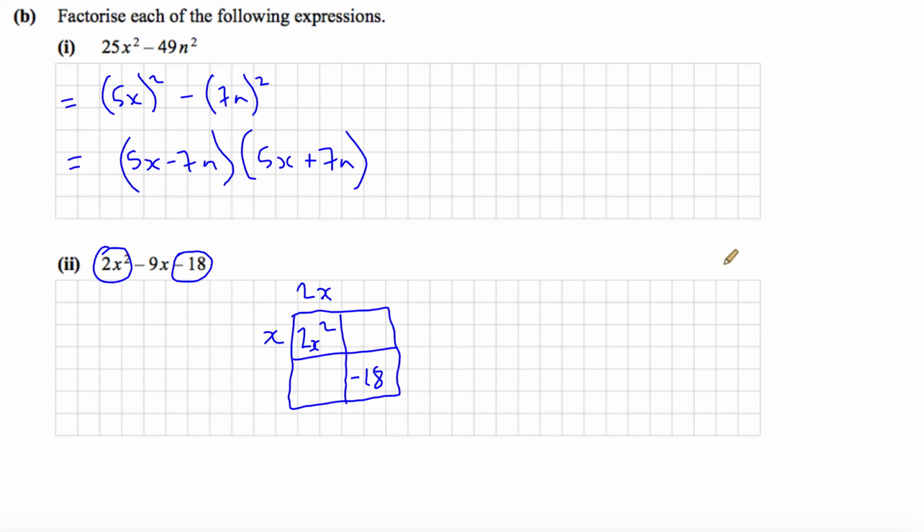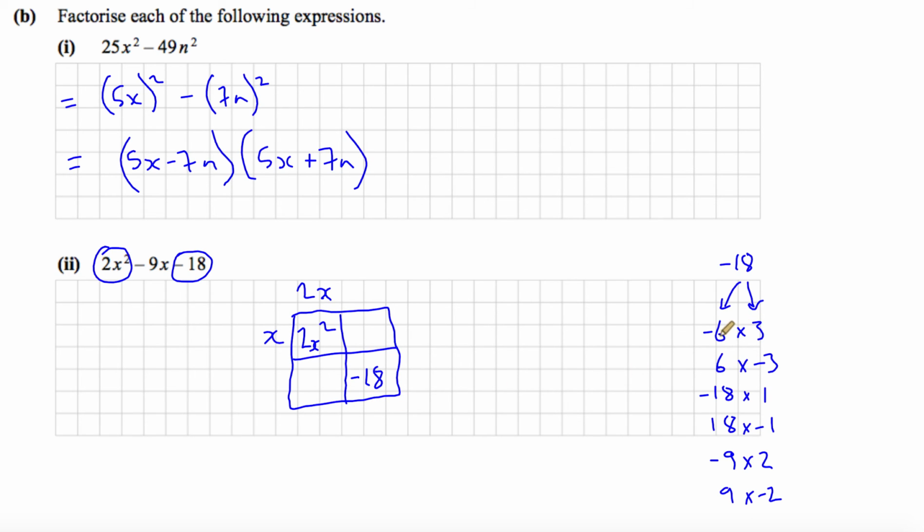So the factors of minus 18 would be minus 6 by 3, or 6 by minus 3, or minus 18 by 1, or 18 by minus 1. So these are all the common ones. We also have minus 9 by 2, or 9 by minus 2. So one of these pairs is going to fit in here to make it work. So it's a matter of trial and error now.